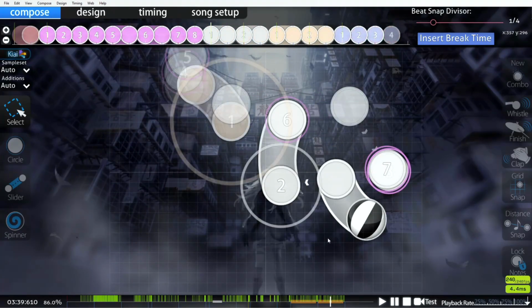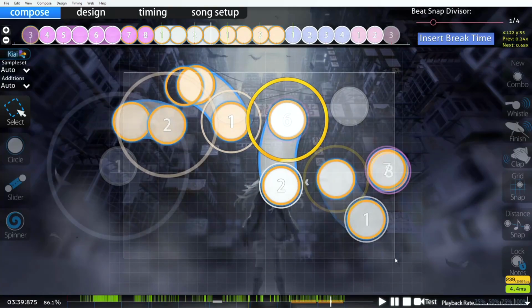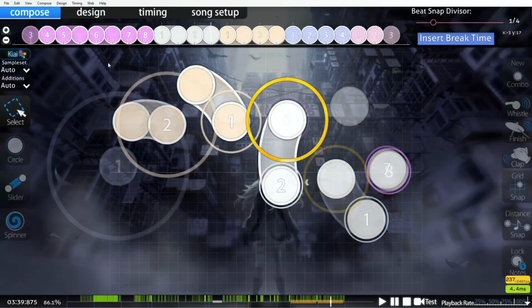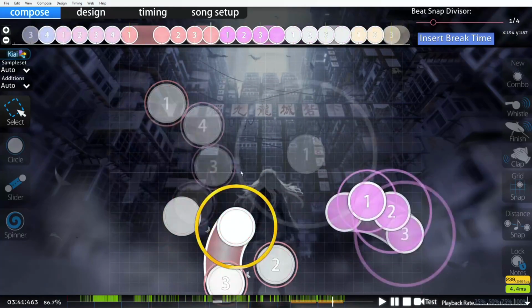Because a lot of new mappers that I've seen come up with an idea and decide, oh, you know what? Next time I have this sound, I'll put circles. That will be really cool. And that is really not the correct way to do it.